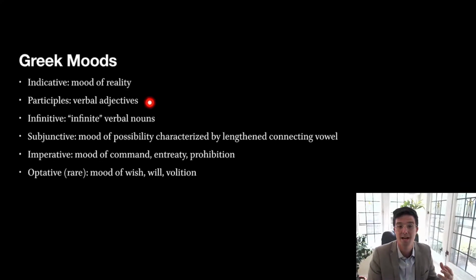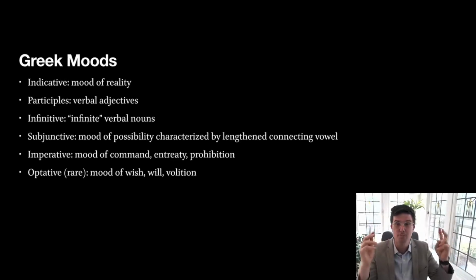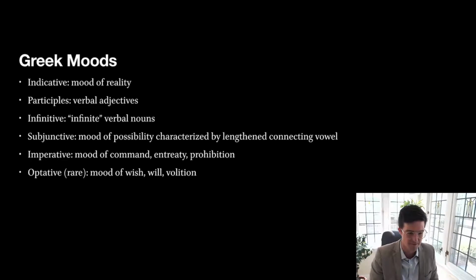Participles can function in two ways. What are those two ways? That's right, adverbially and adjectivally. The infinitive is an infinite verbal noun. That is to say, it's not constrained by what? That's right, not constrained by person or number, but refers to the pure idea of the verb. The subjunctive is our mood of possibility or probability, characterized by a lengthened connecting vowel. So it's unknown whether the action will happen.